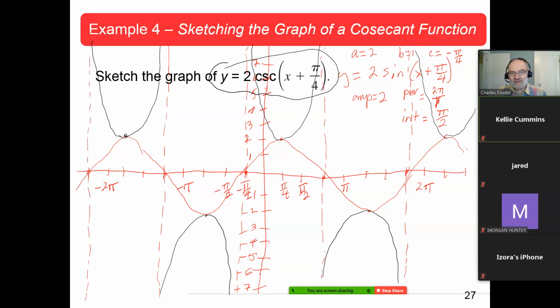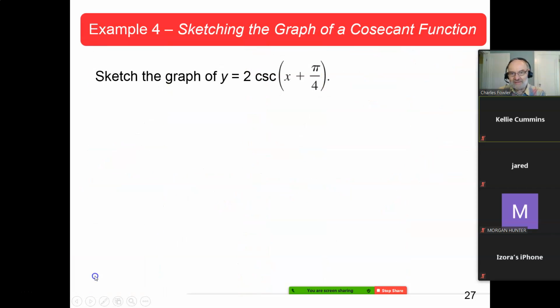Pretty straightforward, huh? Let's see how they did it. I'm going to erase mine because it's sort of messing up the screen here.